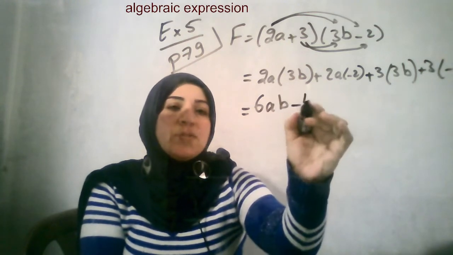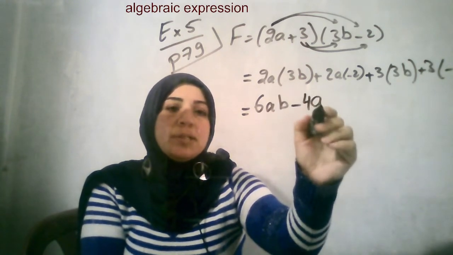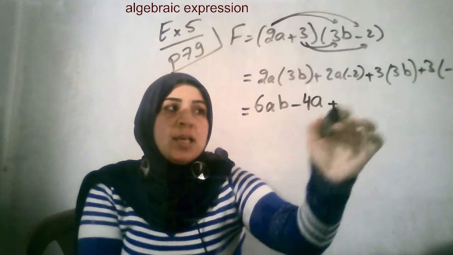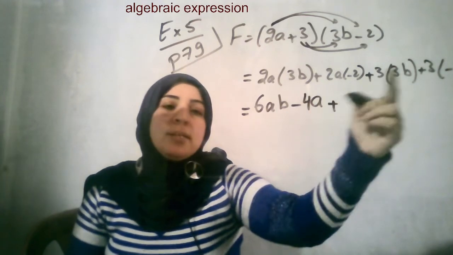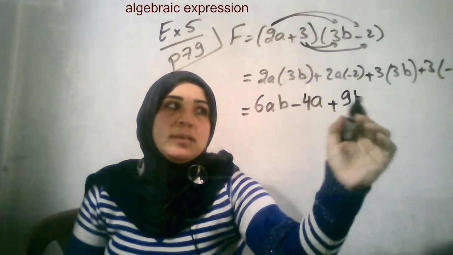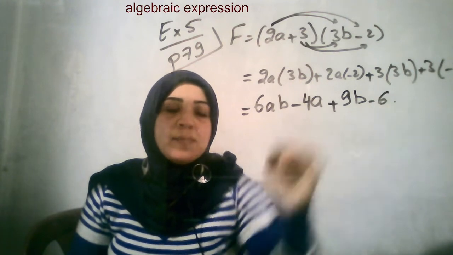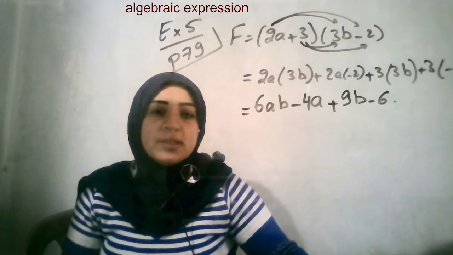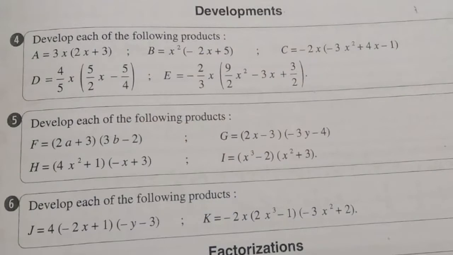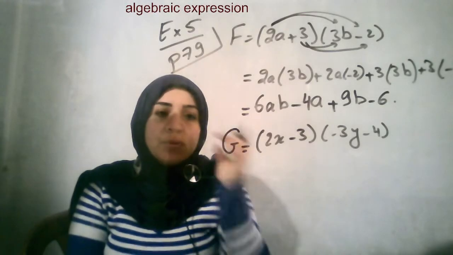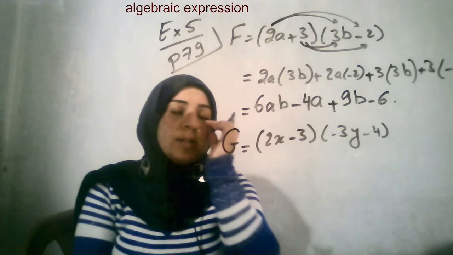2 times 2 is 4, and here we have a, we write a. Then, plus 3 into 3b. 3 times 3 is 9, and we write b. Plus 3 into minus 2 is minus 6. Okay, that's part F. It's easy, but we need to practice. Okay, part G, 2x minus 3 into minus 3y minus 4. We need some practice, but I'm sure you are able to solve such a question.